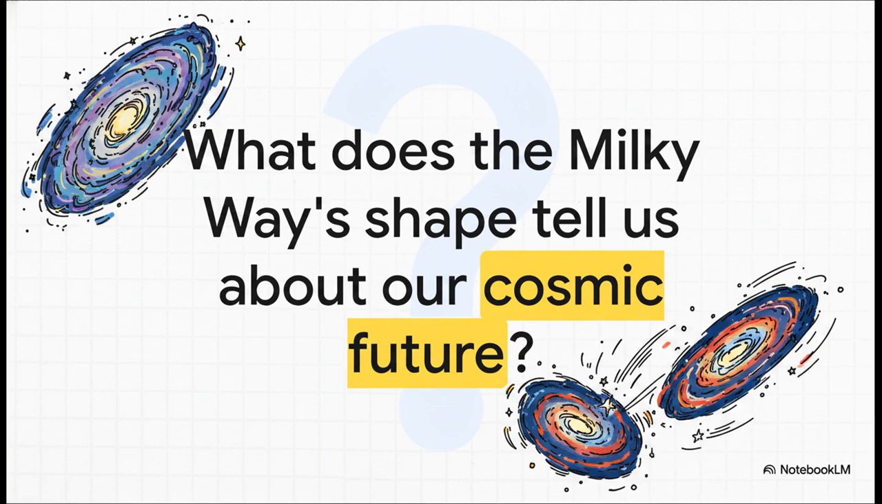And that brings it all right back home, to us. We live in a spiral galaxy, a place that is alive and kicking, actively making new stars. Its amazing shape tells us we're part of a dynamic, evolving system. But that leaves us with a pretty big question, doesn't it? What does that mean for our future? What kind of cosmic story is still waiting to be written for our home galaxy?